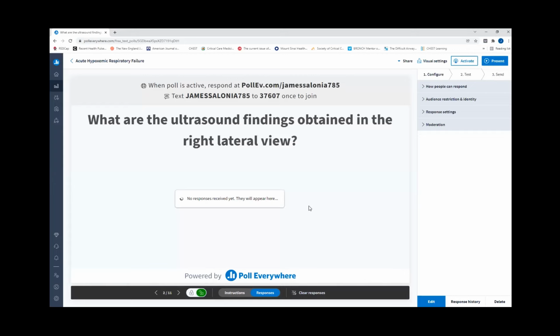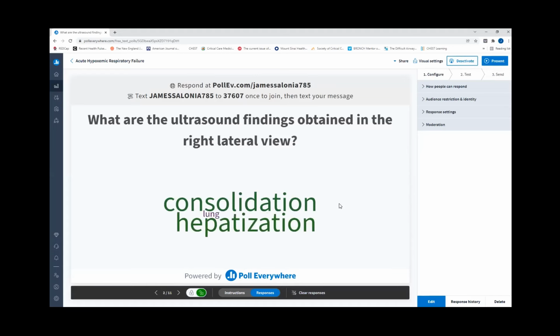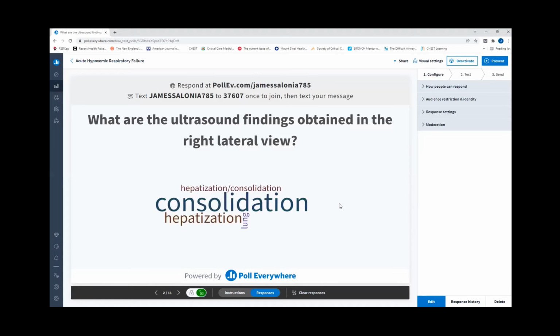So what are the ultrasound findings obtained in that right lateral view? This is a little more challenging. It requires you to actually type in what you see. So what did you guys see over there? So I think we're waiting to see the options for that. Yeah, this is a text. Lung hepatization, good. Consolidation, I like it. Hepatization is getting bigger. Fantastic. Any other things that you guys saw?